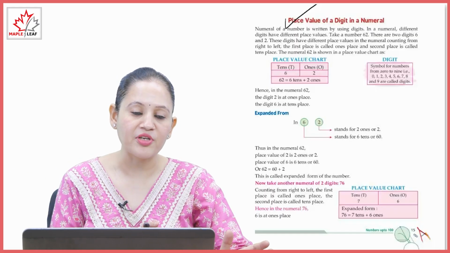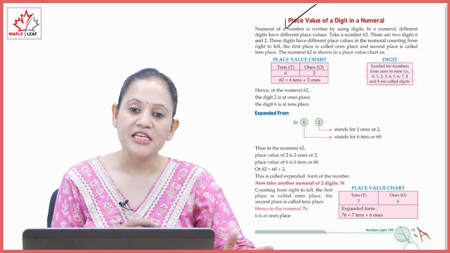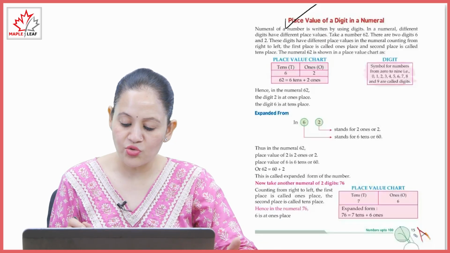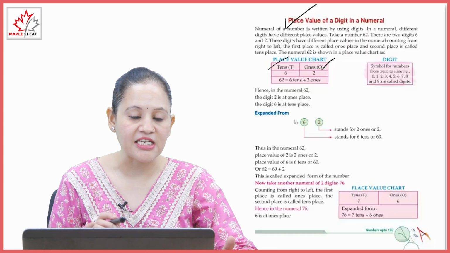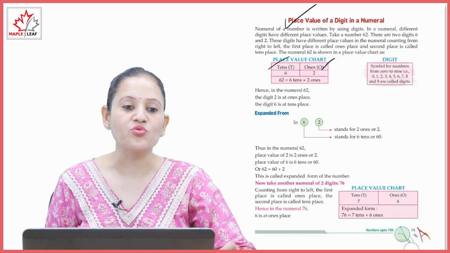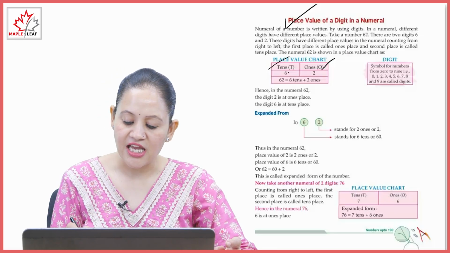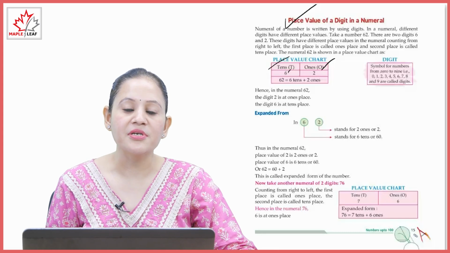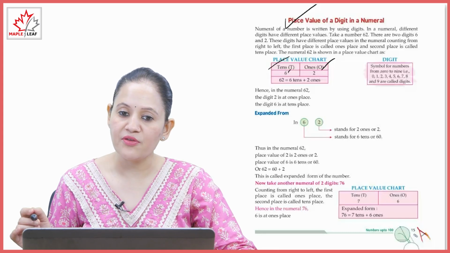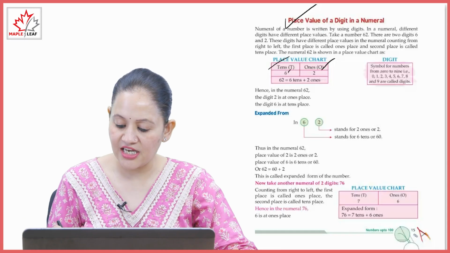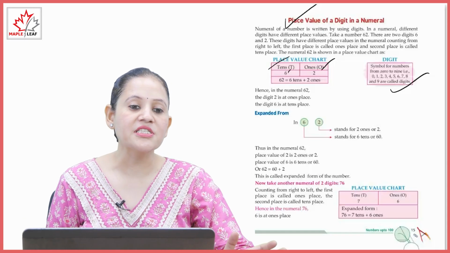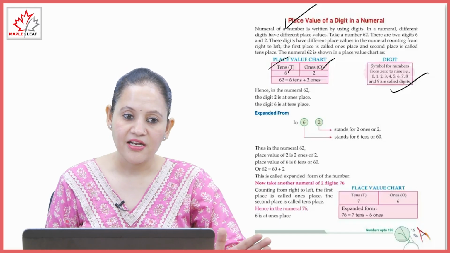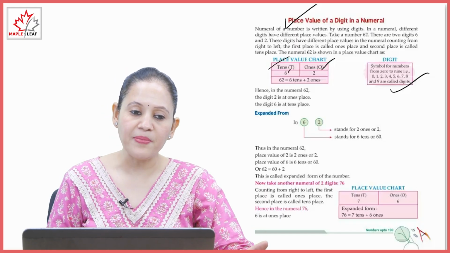If we count from right to left, the first place is ones, then the second place is tens. So in the numeral 62, 2 is at ones place and 6 is at tens place. Clear? So 62 equals 6 tens plus 2 ones. Clear? The symbols for the numbers from 0 to 9, 0, 1, 2, 3, 4, 5, 6, 7, 8, 9, are called digits. In the numeral 62, the 2 is at ones place and 6 is at tens place. Clear? So this is place value.